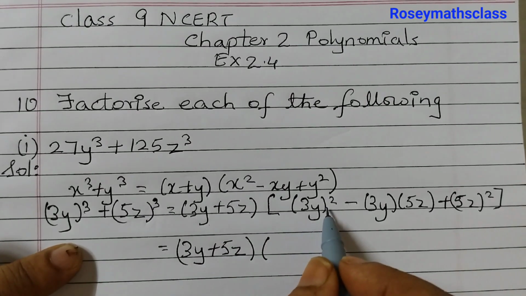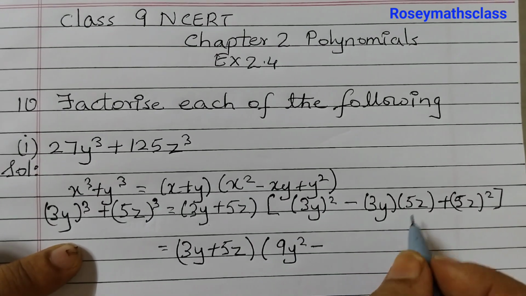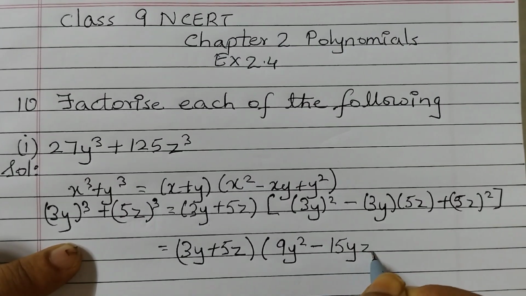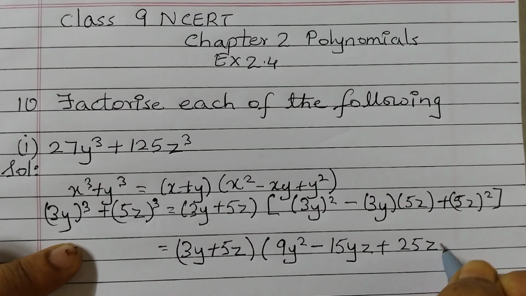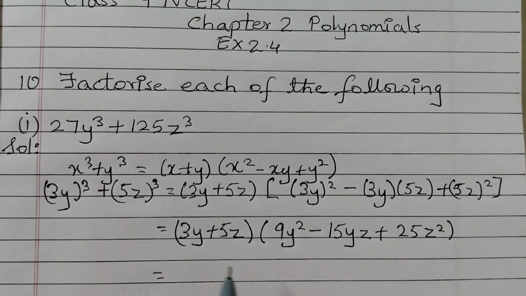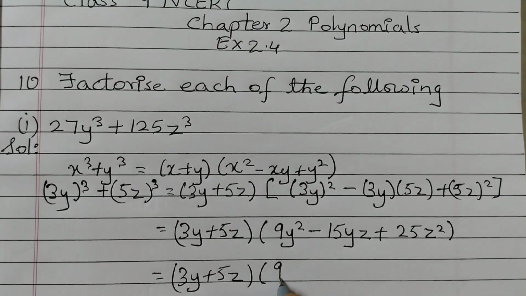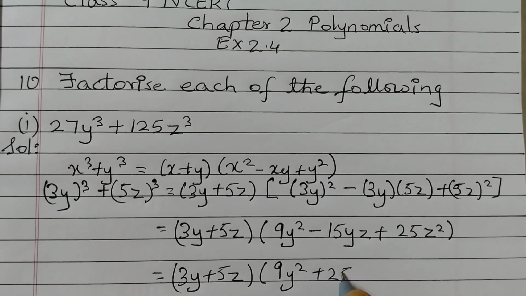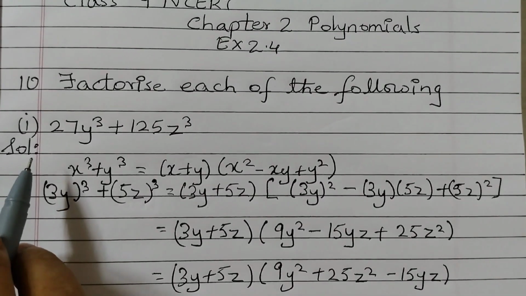Here 3y squared, so 3 threes are 9, y squared minus 3 into 5 is 15, 15yz plus 5 5s are 25. So 25z squared, or we can write it as 3y plus 5z, and then the y squared and the z squared, we will arrange it like 9y squared plus 25z squared minus 15yz. And that's the answer for the first one.